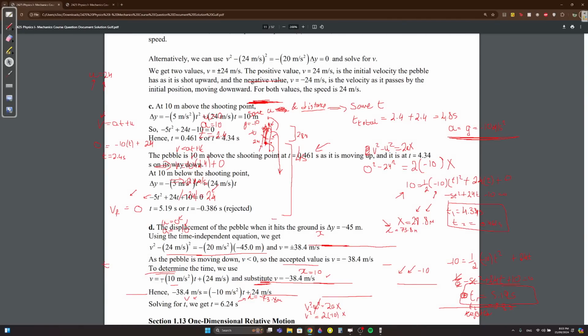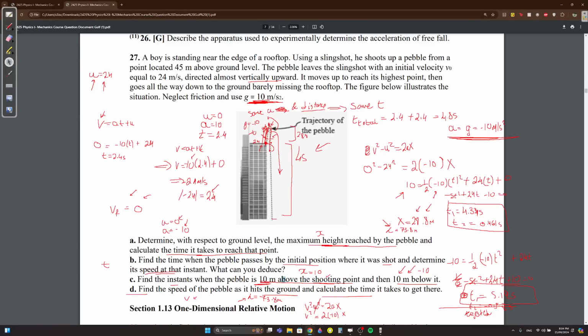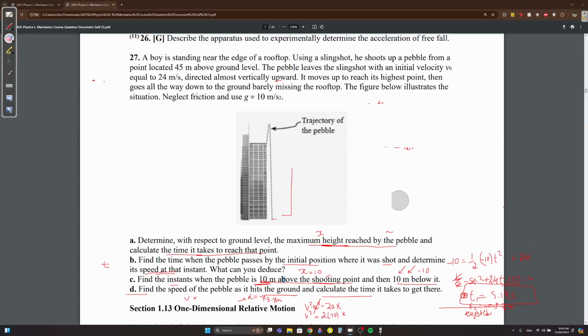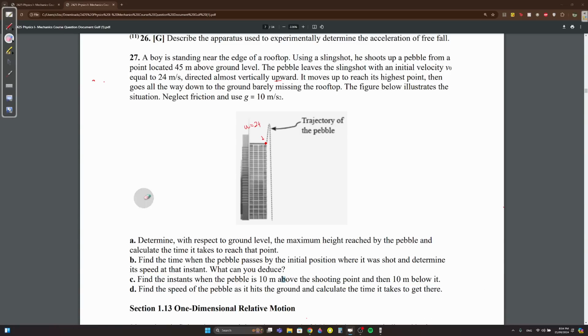Hold up. I just realized, if you want to use u as 0, let me erase this. If you want to use u as 0, like I did here, that means you're taking this one here as the origin, right? But we know that we're not taking this as the origin. We're taking this point as the origin, and at this origin, u is 24. So we have to go back here, and we're going to change our equation a bit. I just realized I was solving it a bit wrong.